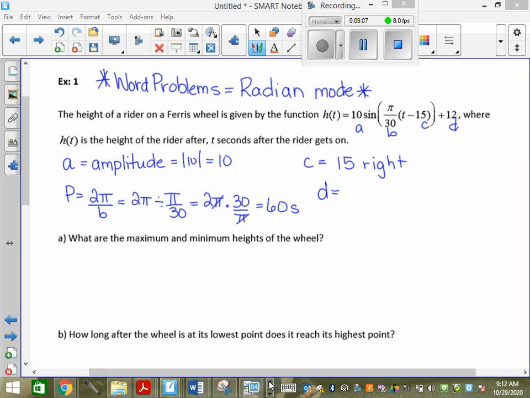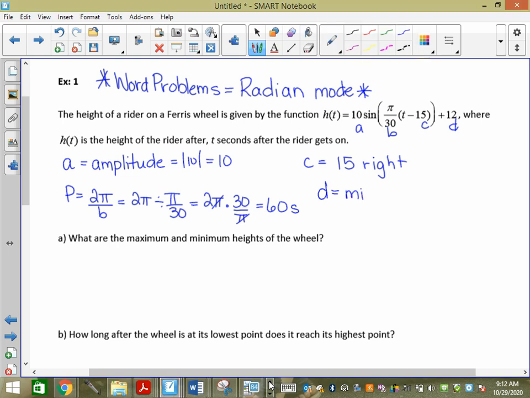What does my d give me? What does the d give you? Mid... what? I'm not giving you the last two letters. You have to say the word. Midline. So this one has a midline at 12. They didn't give units. That's nice. We're going to say it's the height in meters, 12 meters. It's a very large Ferris wheel. It's not very large, but it's not a teeny tiny one. It's not a Lego Ferris wheel, let's just say.